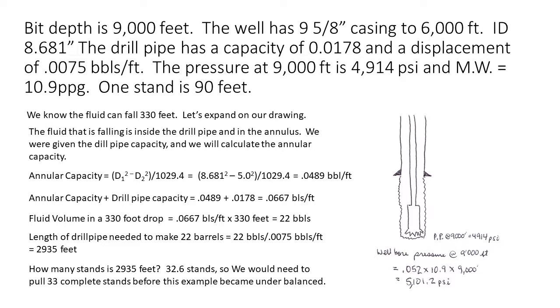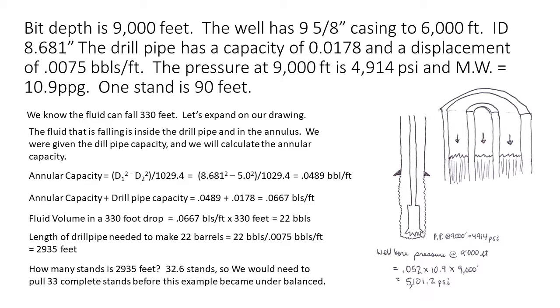Now that we know the fluid can fall 330 feet before we take a kick, let's see how many stands it takes to do that. Let's expand our picture. As fluid falls, it falls inside the annulus and the drill pipe. That's because the drill pipe, even if it has a float, will allow the fluid to fall down and pass through the bit. The drill pipe's capacity is given, but we must calculate the annular capacity. Then we'll add those two capacity factors together.